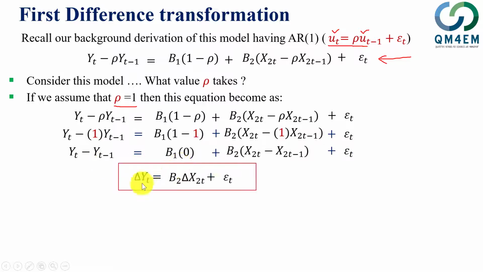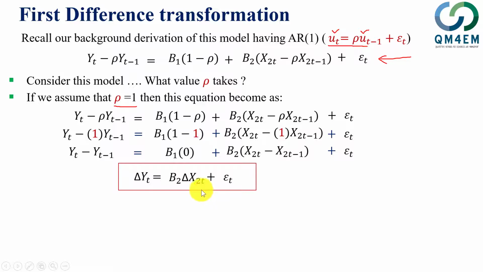So we write yt minus yt-1 as delta yt, that's equal to beta 2, because beta 1 is 0 now, and then x2t minus x2t-1, which is delta x2t, plus epsilon t. Now this model in the box is called the first difference transformation. We call it first difference transformation because we only subtracted the first lag from the original model. You can think of second and third transformations as well. We are not going to discuss or perform that here at this level, but there is the possibility of having that.